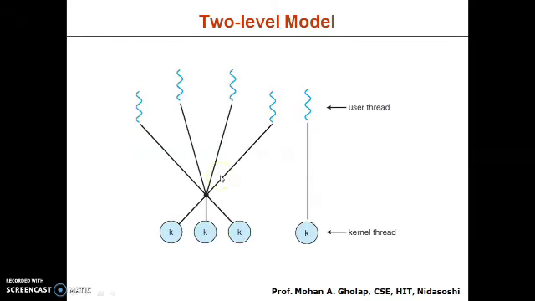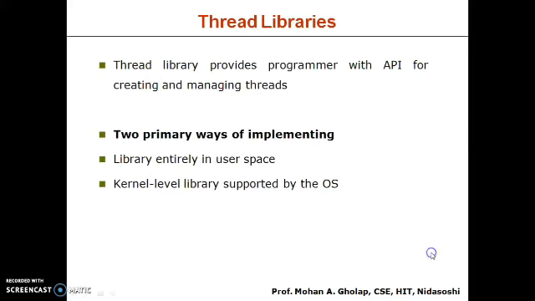So here the two-level model is the combination of many-to-many as well as one-to-one. If you want an independent user and kernel thread, you can go with this, and if you are fine with the other, you can consider that also. So you can consider this as a hybrid model. After this we have the discussion of the thread libraries.